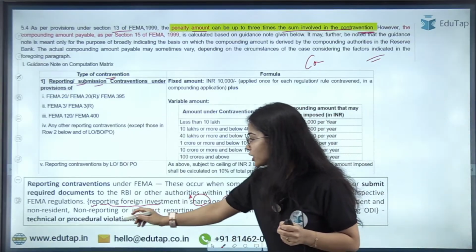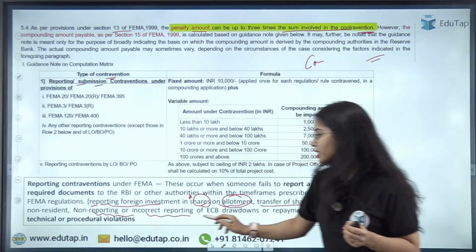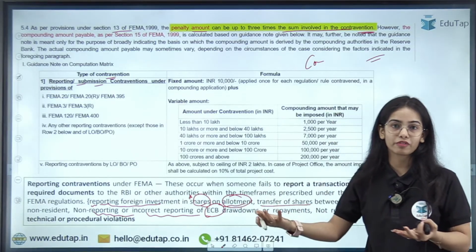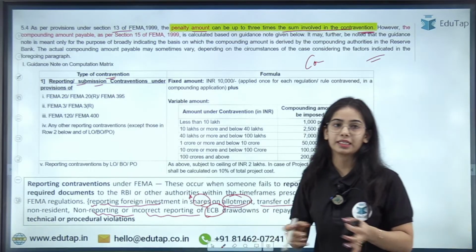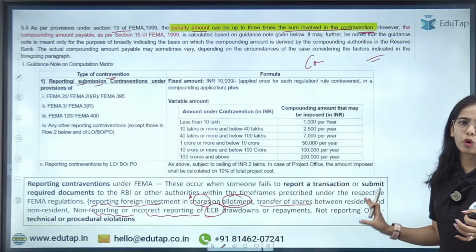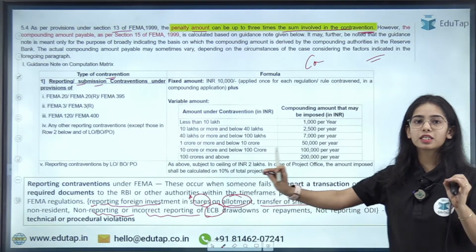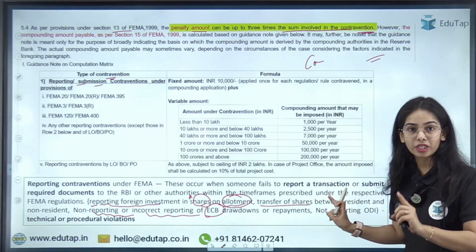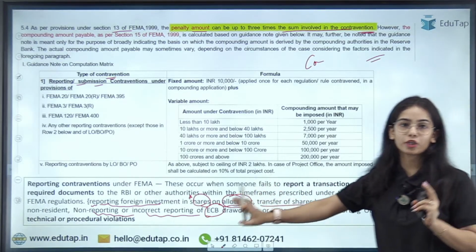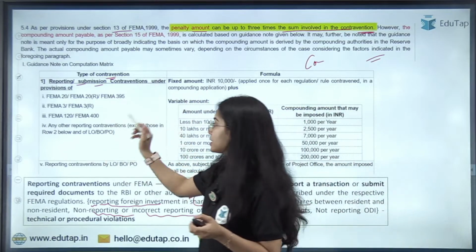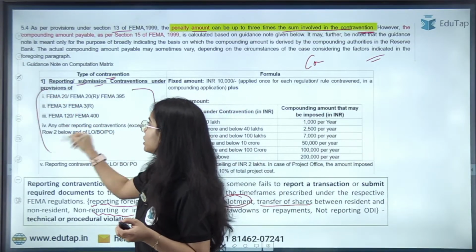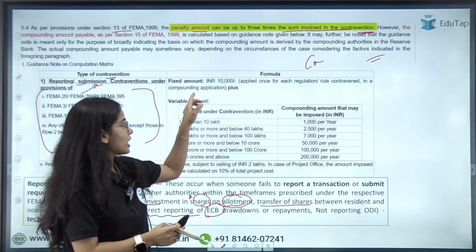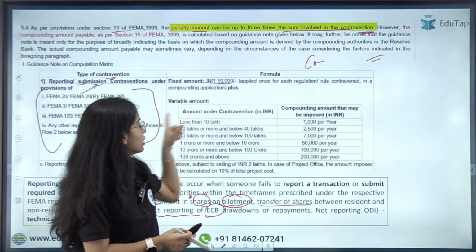There is non-reporting or incorrect reporting of the external commercial borrowing, the repayments that you have done, you have forgotten to report regarding that. So you can read this, I've just brought various examples. When you have forgotten, or you are making a breach in regards to reporting a transaction or submitting required documents, for this kind of breach there are fines that have been laid down. The fixed amount that you will have to pay is INR 10,000. Okay.